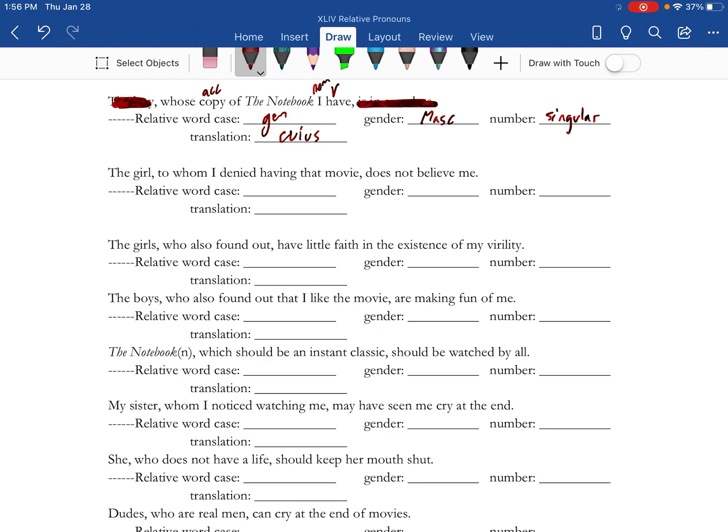And the next one, the girl to whom I denied having the movie does not believe me. Alright, so there's our relative clause. Our relative pronoun is to whom, going with girl. So feminine singular. And to whom is dative. Remember, we just want to focus on what's inside the relative clause to figure out our case. So dative, feminine singular, if you look up above, is going to be cui.